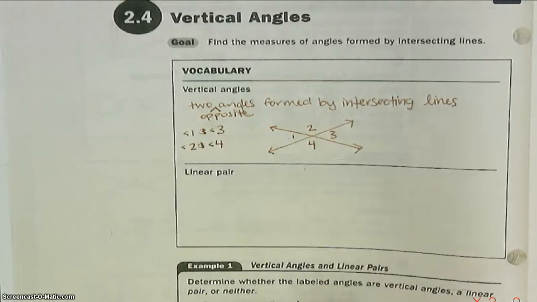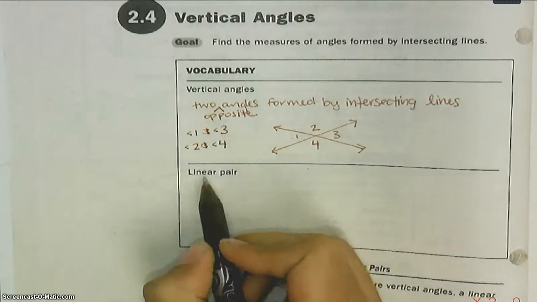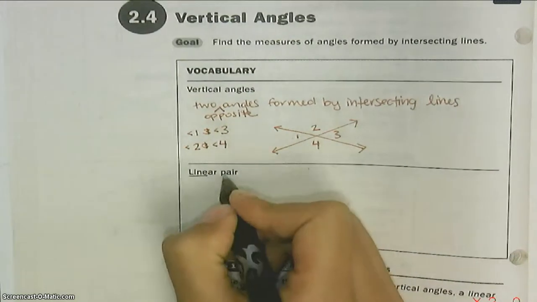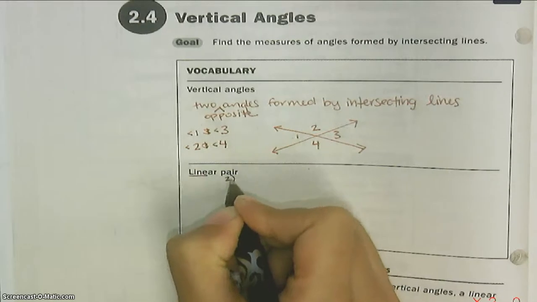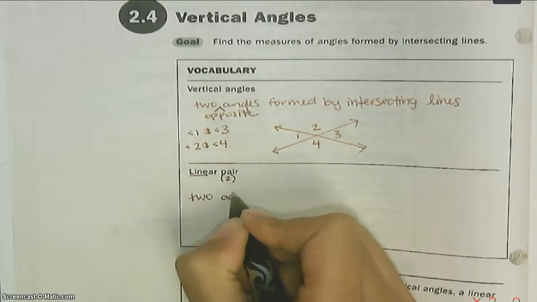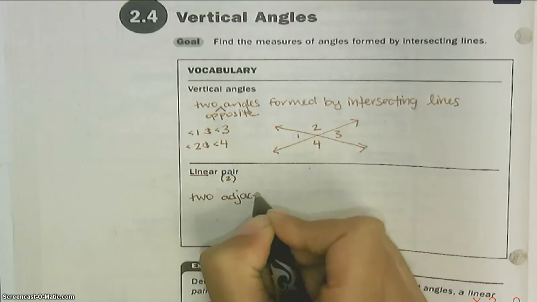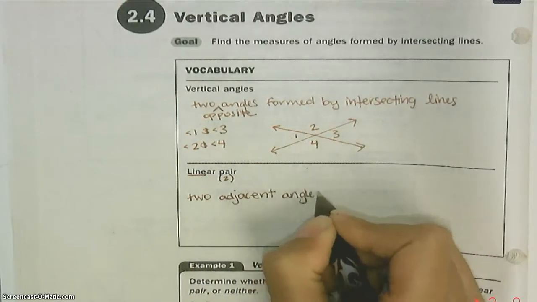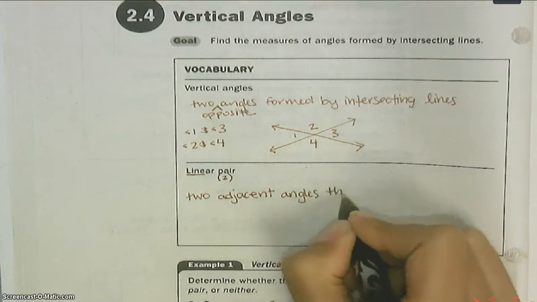A linear pair, the word kind of gives it away. Inside linear, you see the word line, and pair means two. So two, they have to be adjacent. Two adjacent angles that form a line.